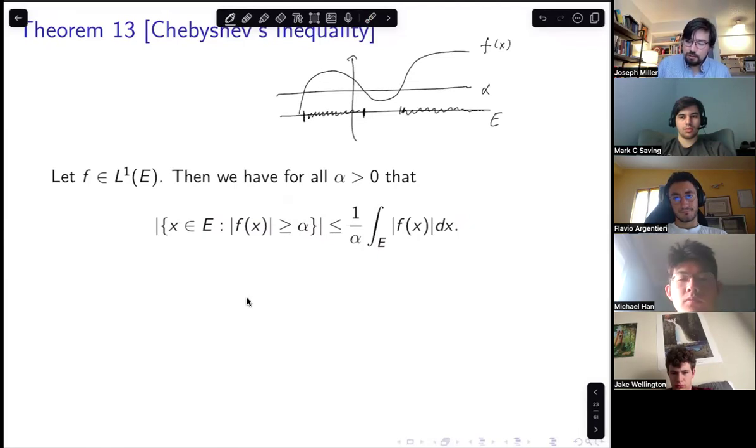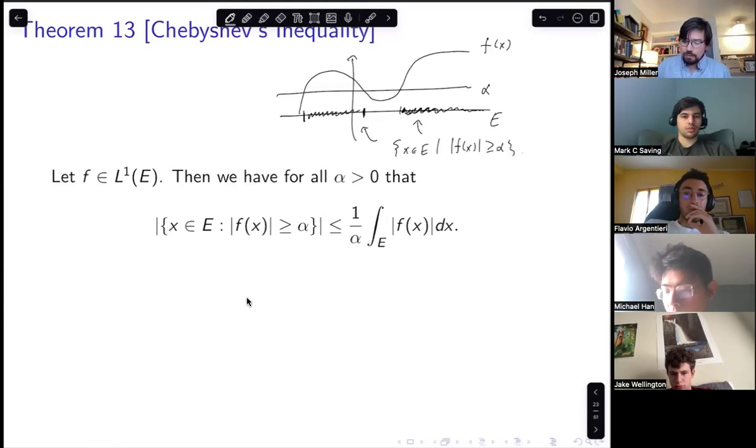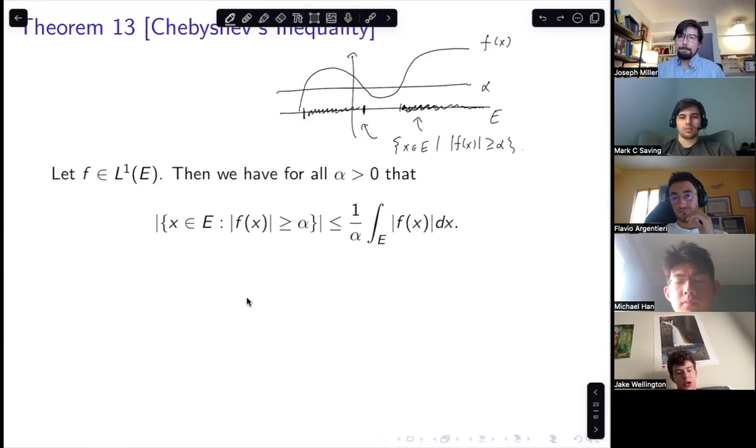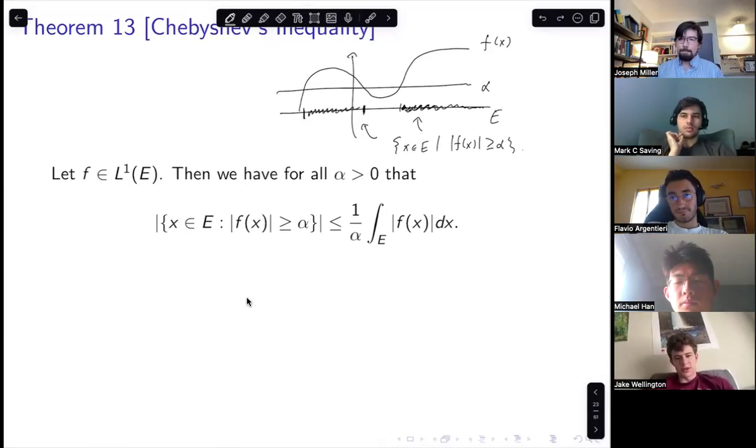Something like this, right? So these sets are the ones that satisfy x in E and f of x greater than or equal to alpha, right? And what it says is, okay, I can bound the measure of this set by 1 over alpha times the integral over the whole thing, right? So the right-hand side here. Does anybody know how to prove this? I think you just take an indicator on that set, and it should be less than the function itself. Sure. Yeah, yes. So let's do that. That's exactly what it is.